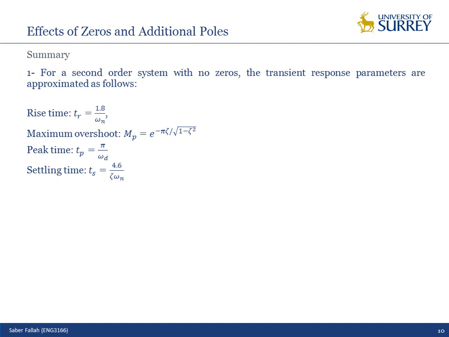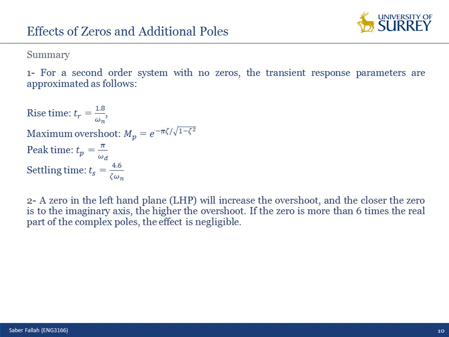If I have an additional zero in the left-hand plane, it will increase the overshoot. The closer the zero to the complex conjugate poles, the higher the overshoot. If the zero is more than 6 times the real part of the complex poles, the effect is negligible. Okay?